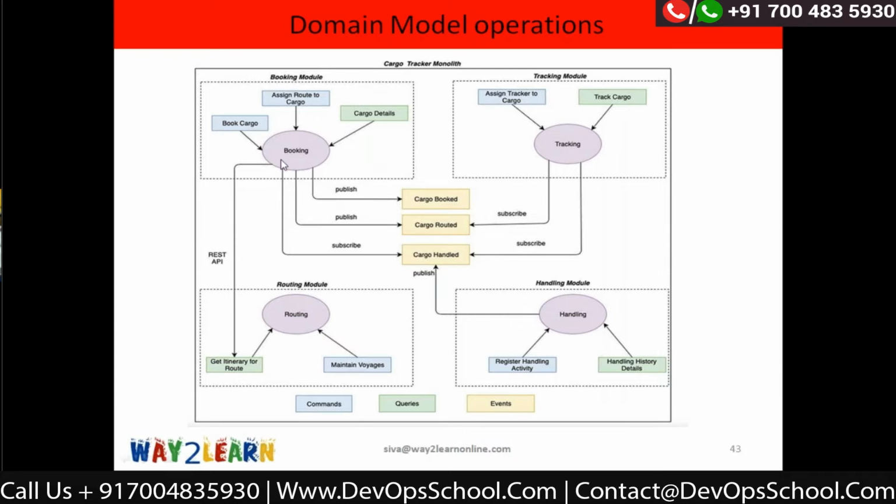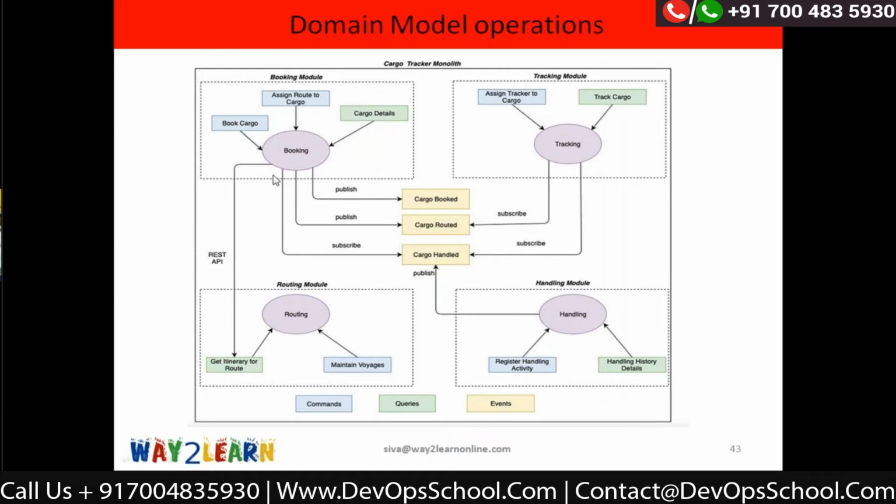So for the booking module, book a cargo is a command. It has to create a cargo aggregate, so changing the state, right? Command. Assigning a route to cargo, again to change the state of the cargo. So that is a command. View cargo details is a query request. It is actually a query on the state of the aggregate, right?